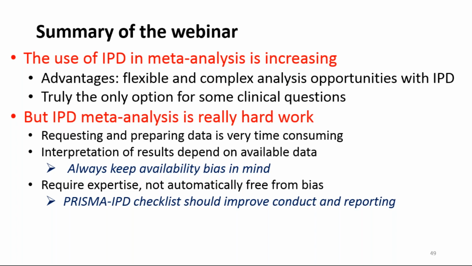And there is a new PRISMA IPD checklist, which is an extension of the PRISMA checklist for reporting of meta-analysis. And hopefully, as this checklist becomes used more and more, this will greatly improve the conduct and reporting of IPD meta-analyses.